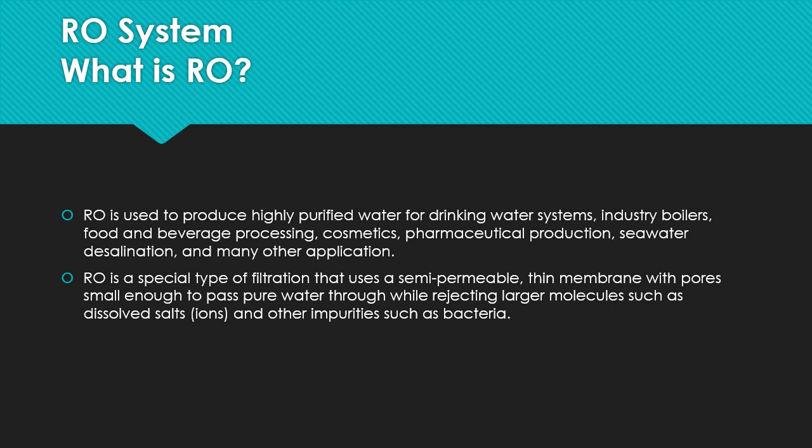RO system. What is RO? RO is used to produce highly purified water for drinking water systems, industry boilers, food and beverage processing, cosmetics, pharmaceutical production, seawater desalination, and many other applications. RO is a special type of filtration that uses a semi-permeable thin membrane with pores small enough to pass pure water through, while rejecting larger molecules such as dissolved salts and other impurities such as bacteria.